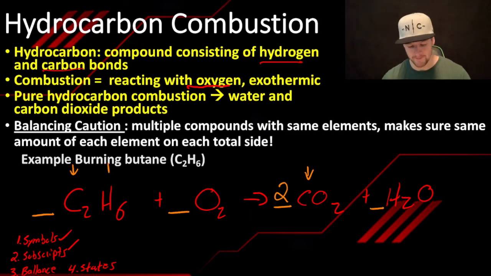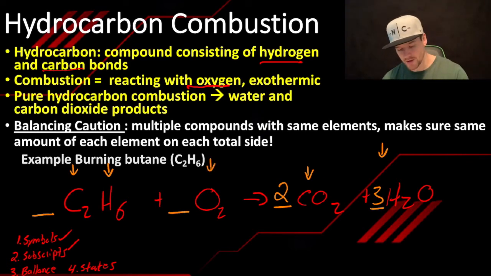We're good so far. Next, I'm going to go to H. There's 6 on that side. To get 6 on this side, they come in groups of 2, or an H2O. So I need 3 groups of H2O to get that. So I got 6 on both sides. Now, the tricky part is oxygen.